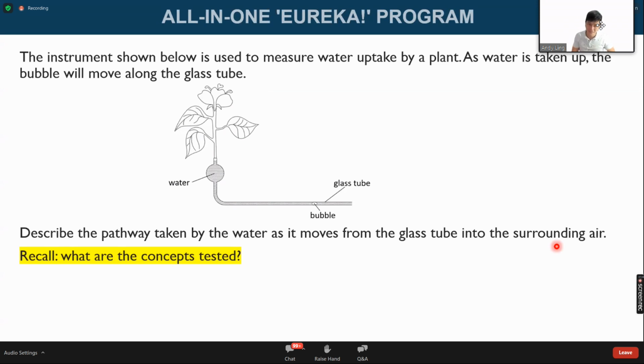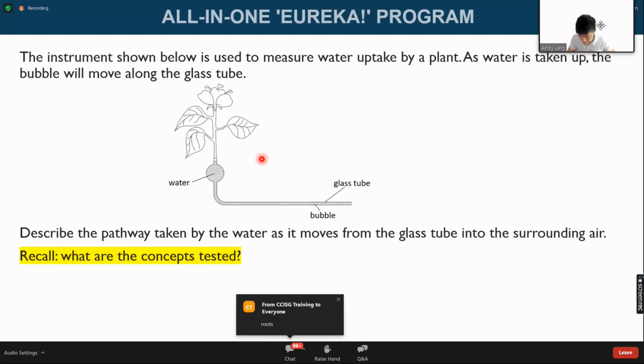All right, let's talk about the first one. How come the water enters the plant? What concept is that? Very good. It's a matter of roots. So what's the function of roots? Roots absorb water, right? Very good. So that's the first one. Roots absorb water.